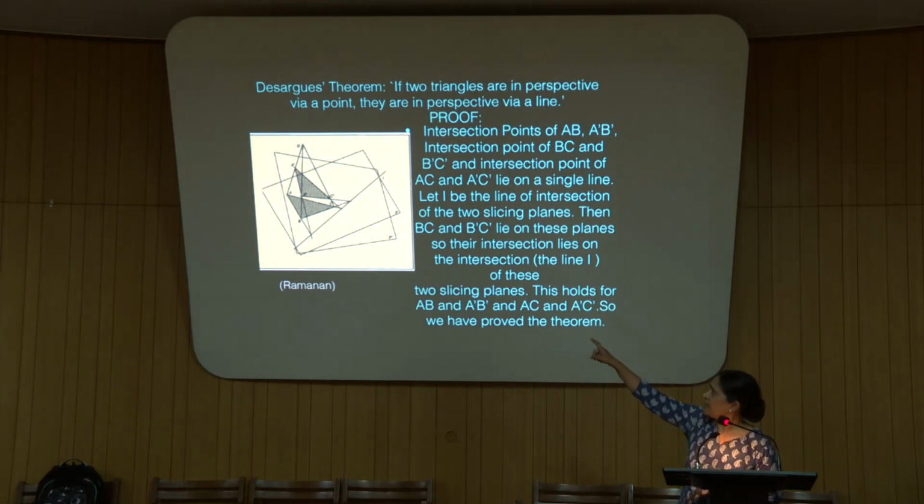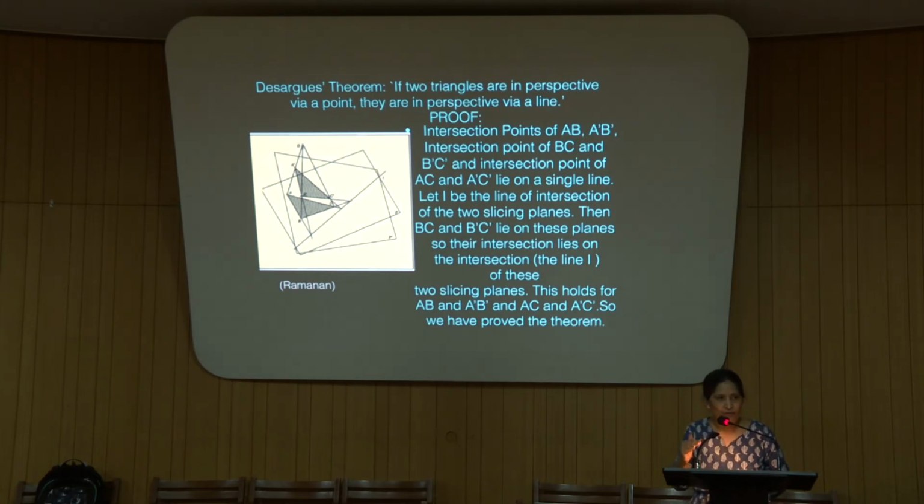Can you see the two triangles ABC and A prime, B prime, C prime? They are in perspective with respect to the point O. Okay? So, the statement is that if they are in perspective with respect to the point O, they are in perspective with respect to this line L that you can see at the bottom. Can you see a line, little l?